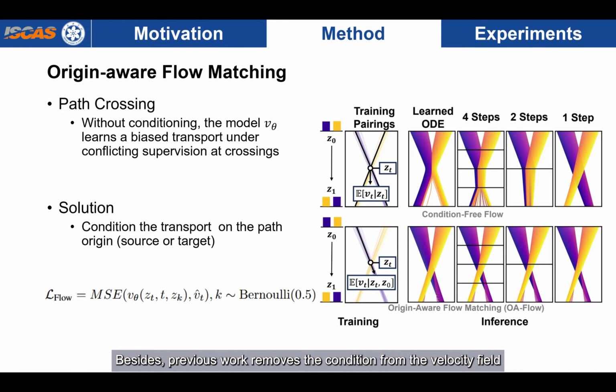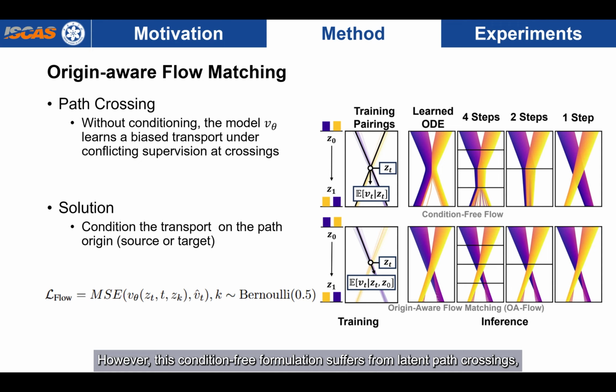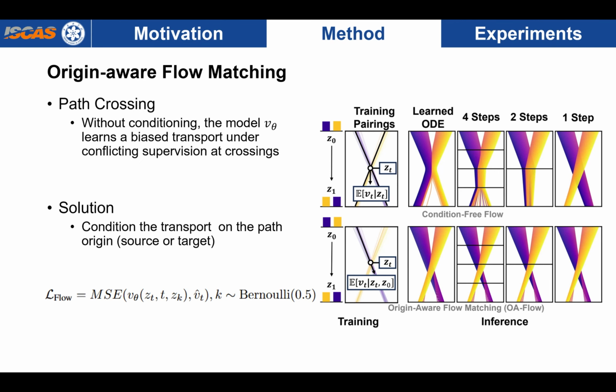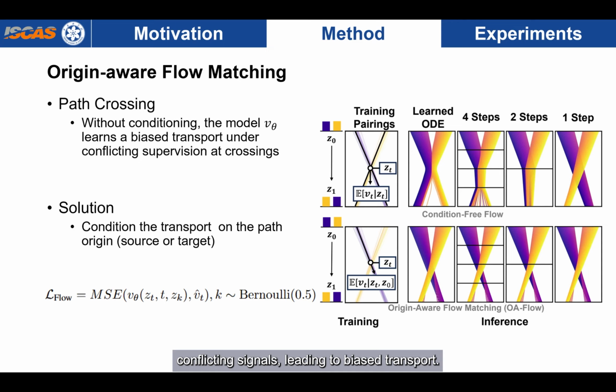Besides, previous work removes the condition from the velocity field to improve efficiency. However, this condition-free formulation suffers from latent path crossings, where different trajectories intersect in latent space but require different transport directions. At these intersections, the model receives conflicting supervision and averages conflicting signals, leading to biased transport. The upper part of the figure on the right provides a simple visualization of this issue.